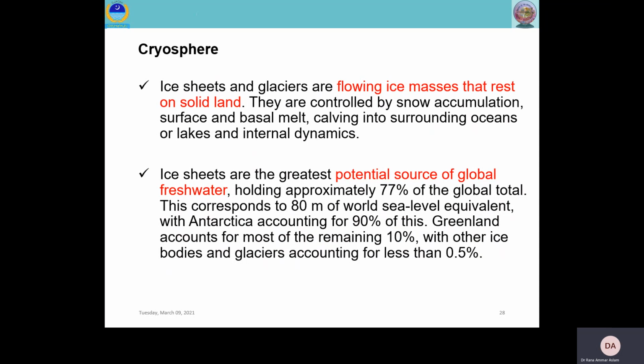Ice sheets are the greatest potential source of global fresh water, and they actually hold approximately 77% of global water. And if you measure the quantity of water in terms of equivalent water height, all the ice sheets that store fresh water equal 80 meters of height of water, right? And the major part of these ice sheets you can find in Antarctica and Greenland, and the rest of the fraction is available in glaciers in different regions, right? And the Himalayan region glaciers are one of those.